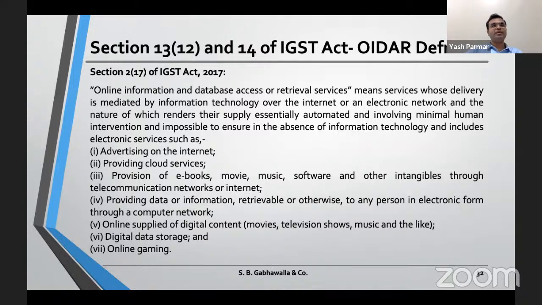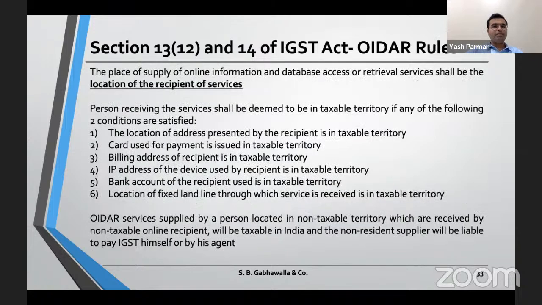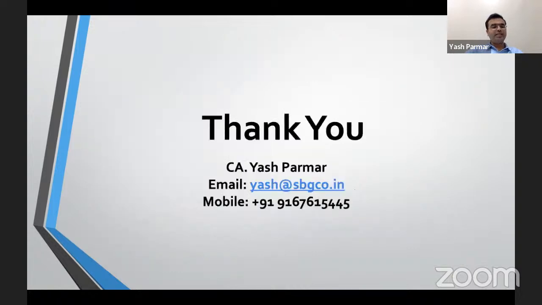So basically these are various examples of online information and database access or retrieval services, or shortly called OIDAR services. For this kind of services, the place of supply is defined to be the location of the recipient of service. So the person who is actually consuming this service, the place of supply will be the location of that particular recipient of service. And with this background, we have covered section 13 as well.